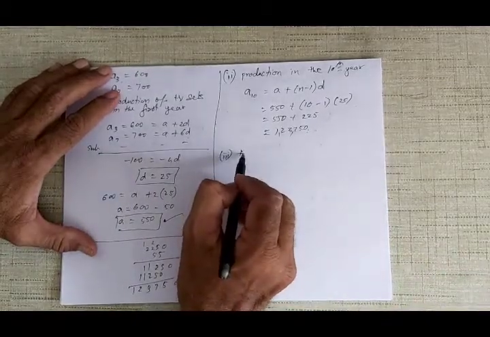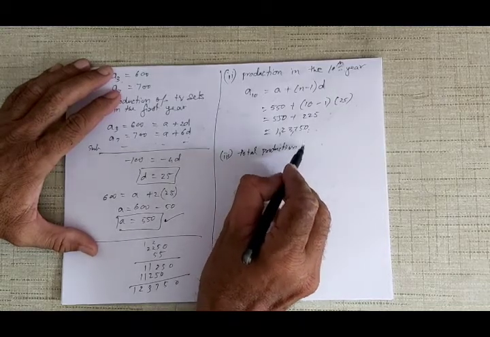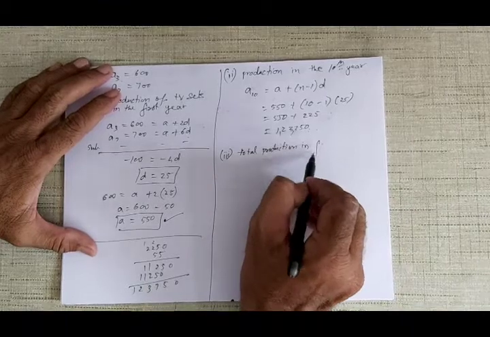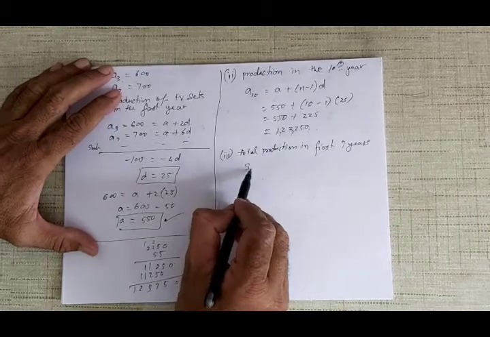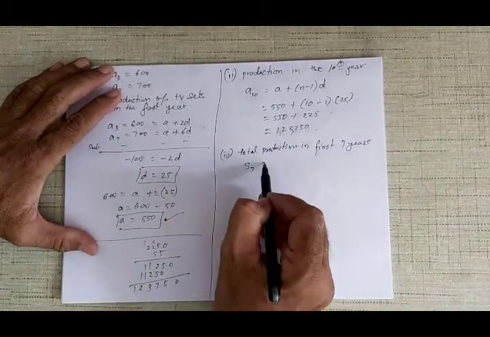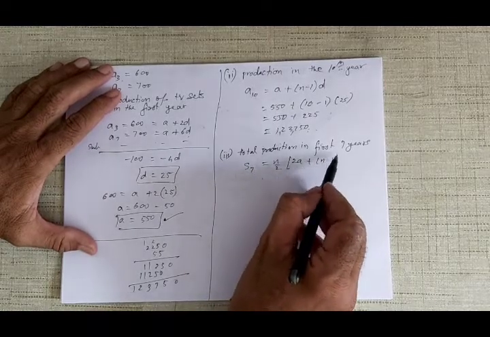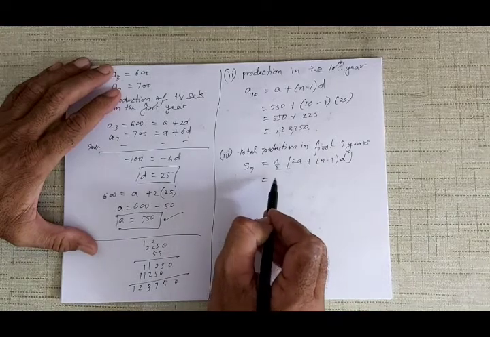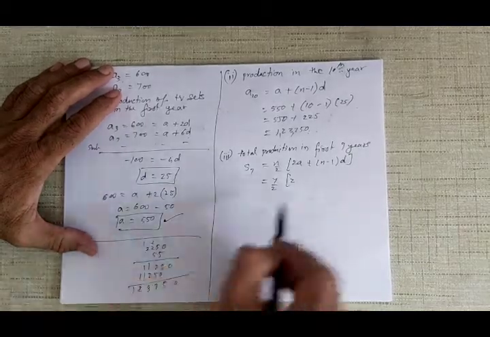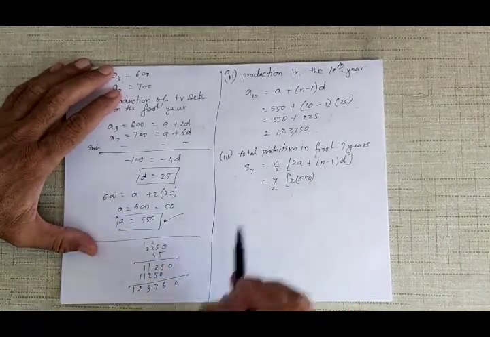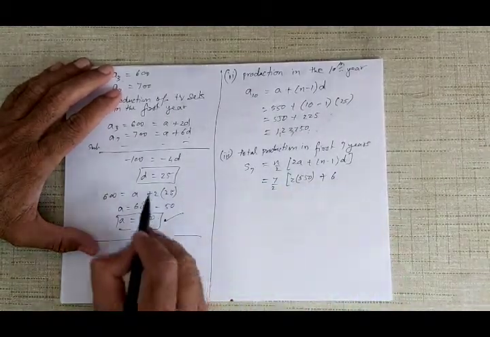Now there is a third question also here, and the third question here says the total production in the first 7 years. First 7 years मतलब S of 7. Total production in the first 7 years. S of 7 is n by 2, 2A plus n minus 1 into D. Okay. S of 7, that means 7 by 2. N is equal to 7. 2 into A. First term is 550. Plus N is 7, 7 minus 1, 6, into D. D की value 25 है.